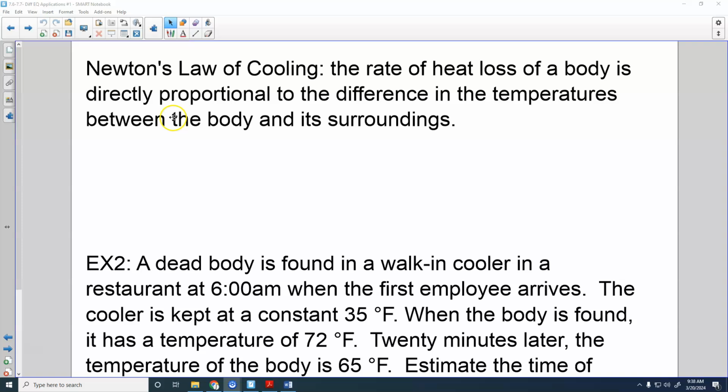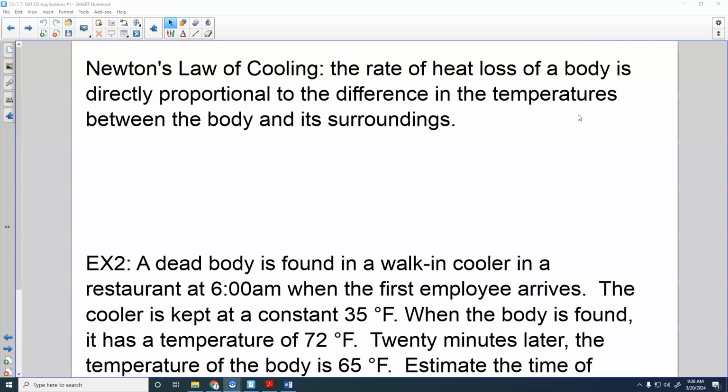So, Newton's law of cooling states that the rate of heat loss of a body is directly proportional. And a body here does not necessarily mean human body, but it can mean human body, and is one of the primary things that it is used for in forensic stuff. So the rate of heat loss of a body is directly proportional to the difference in the temperatures between the body and its surroundings. Okay?